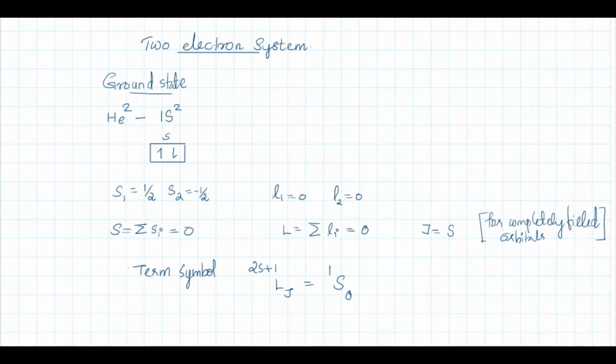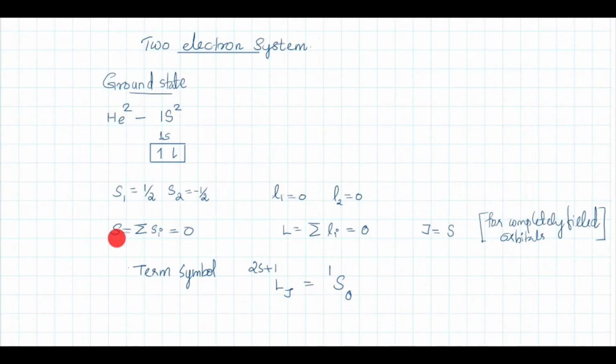You have the 1s orbital here and two electrons are there. According to the Pauli exclusion principle, they will fill like this, one with upspin and the other with downspin. This is the ground state electronic configuration of helium. Here the first electron has s value half and the second electron has minus half. Actually these s1 and s2 are the ms values. I will denote these simply by s. So the first one has ms value half and the second one has ms value minus half.